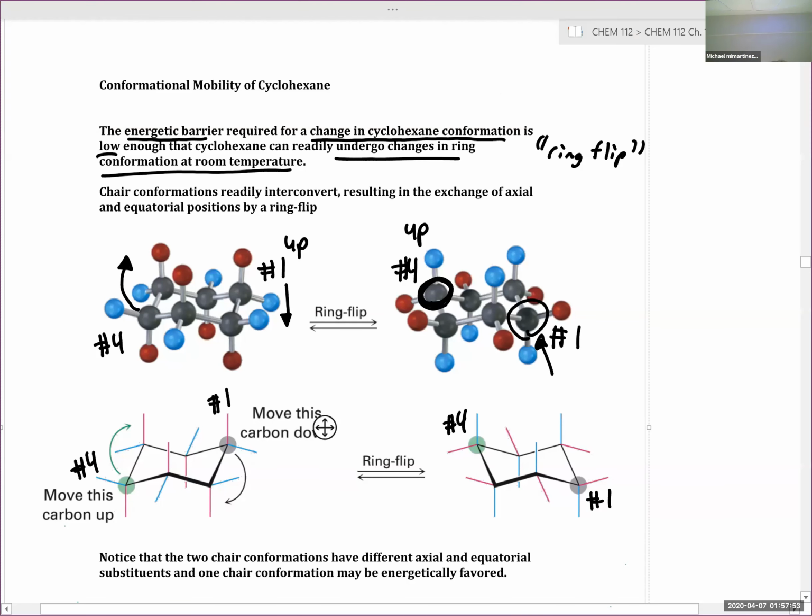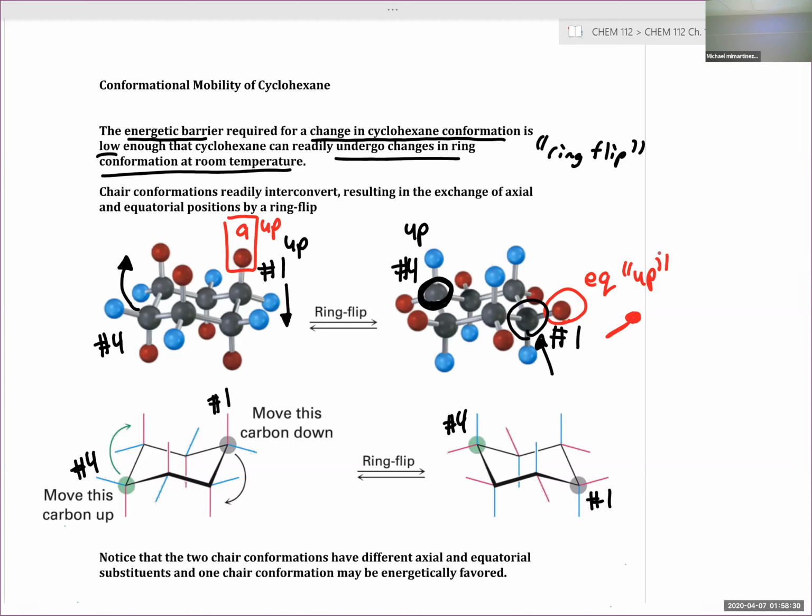Additionally, and this is really important, our axial substituent on carbon number 1, our axial substituent pointing up, after the ring flip is now equatorial, but is this red substituent that I circled still pointing up? Looking at our carbon substituent bond, yep. So it's equatorial pointing up. And that's another thing that you have to preserve. The stereochemistry, whether your substituent is pointing up or down, is preserved in a ring flip.